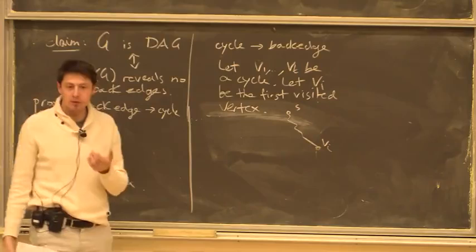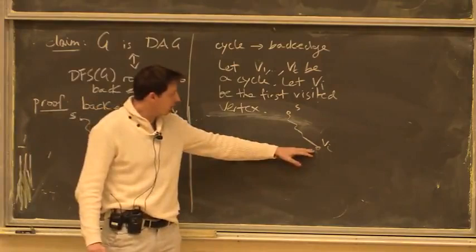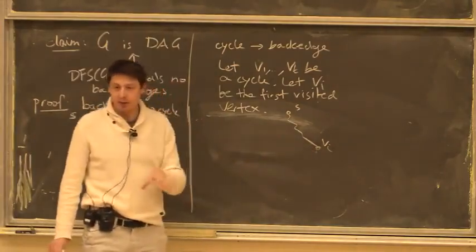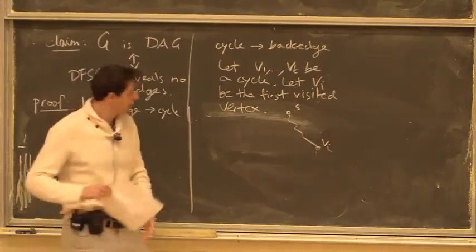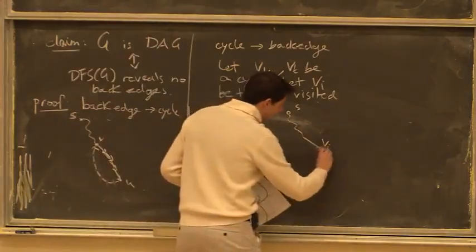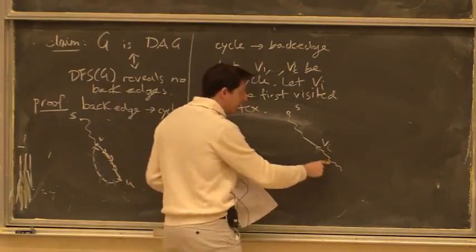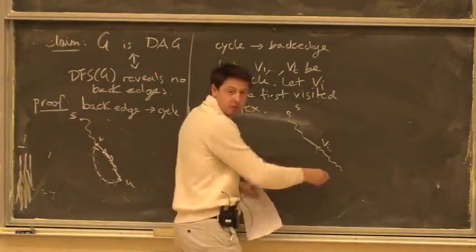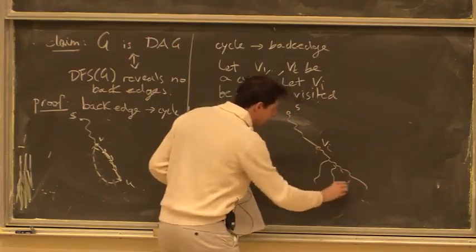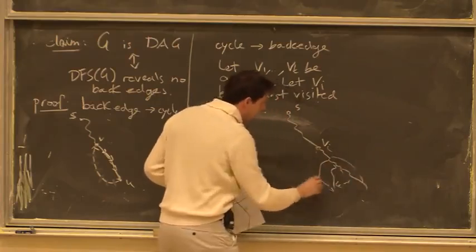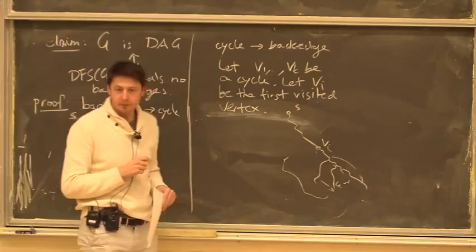But remember, explore says that whenever you run explore on Vi, everything reachable from Vi will be explored in that subroutine call. So this will continue, and it doesn't mean that you will find Vi plus 1 and then Vi plus 2 immediately. There will be some subtree of things here, maybe with some cross edges, forward edges, God knows what. But somewhere here, all the other vertices will be found.